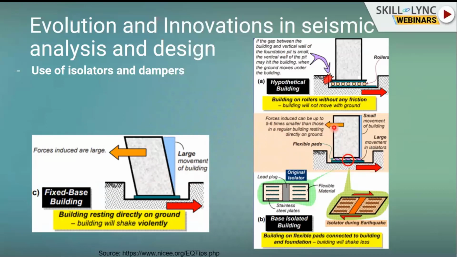So basically you can imagine if you have some kind of a roller at the base of the building, when the force occurs at the ground level, the rollers will not impart force on the building at the top. So the building will not see the same amount of force that you'd see in a fixed base building. The force would be, let's say, 5 to 6 times lower when you have some sort of isolation mechanism. This mechanism is generally known as a base isolated system.